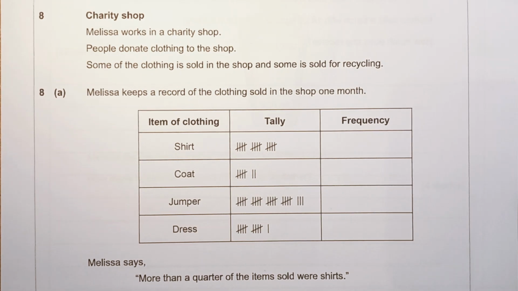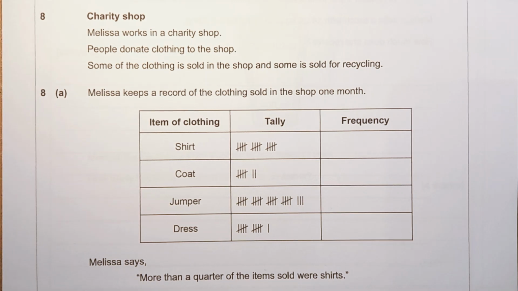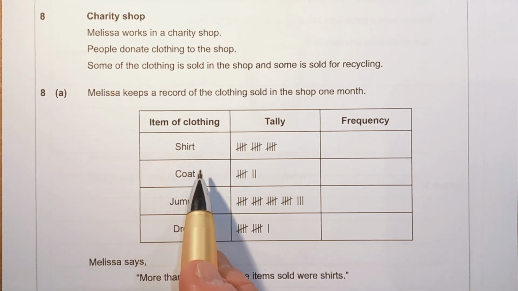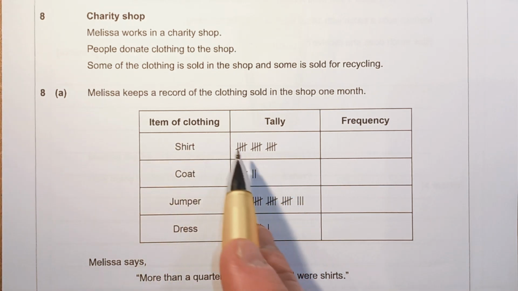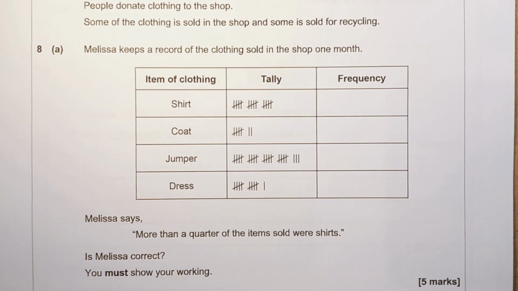Question 8, charity shop. Melissa works in a charity shop. People donate clothing to the shop. Some of the clothing is sold in the shop and some is sold for recycling. 8a. Melissa keeps a record of the clothing sold in the shop 1 month. So we've got item of clothing, so shirt, coat, jumper and dress, and we've got a tally of how many of each were sold. Melissa says more than a quarter of the items sold were shirts. Is Melissa correct? You must show your working.